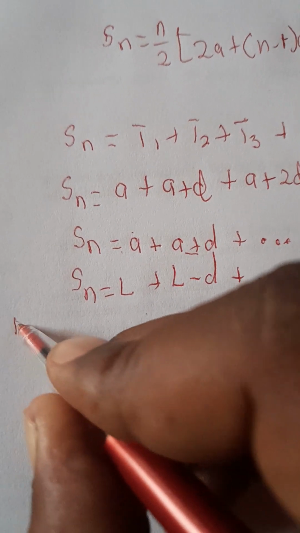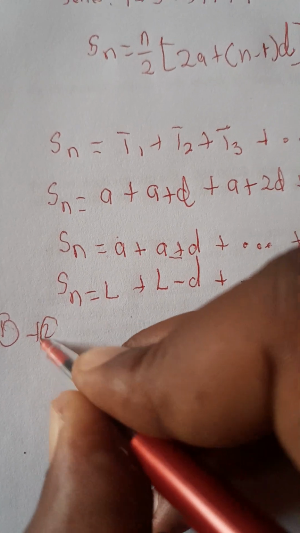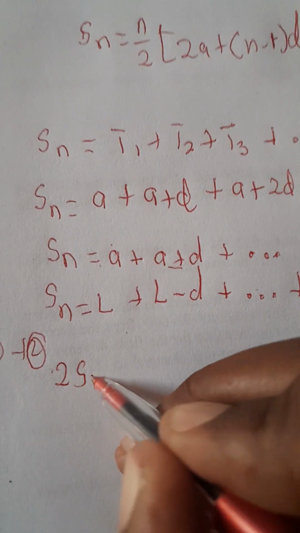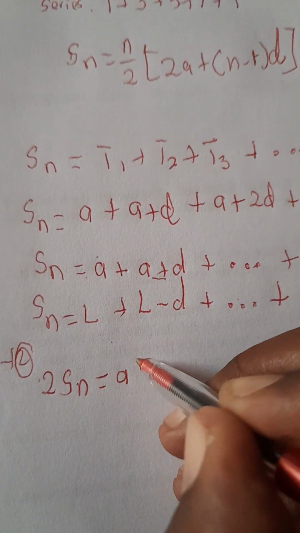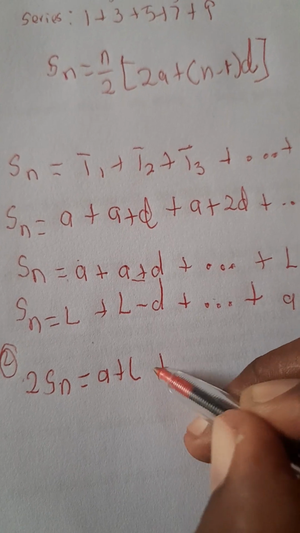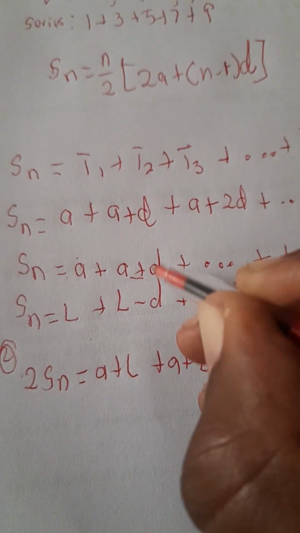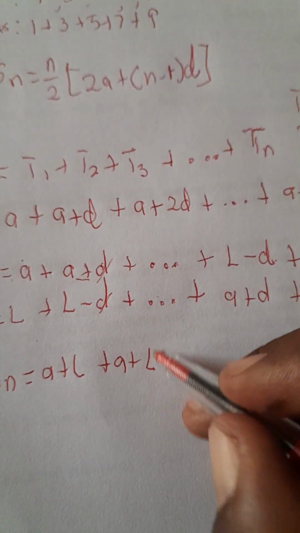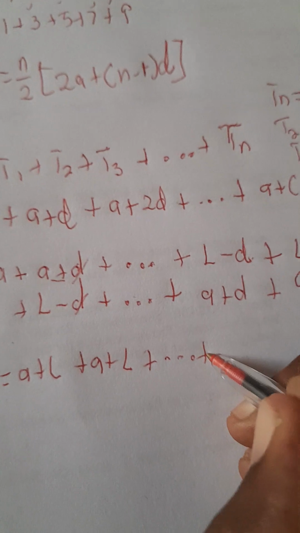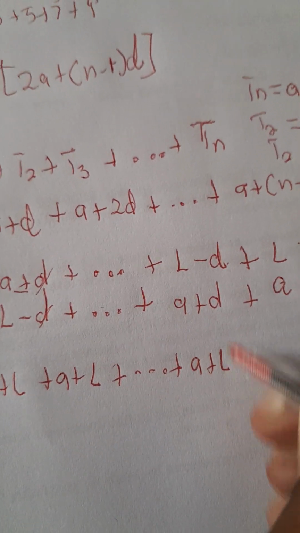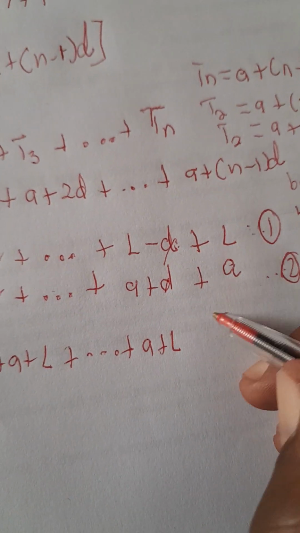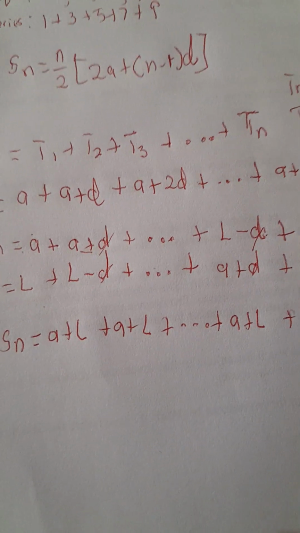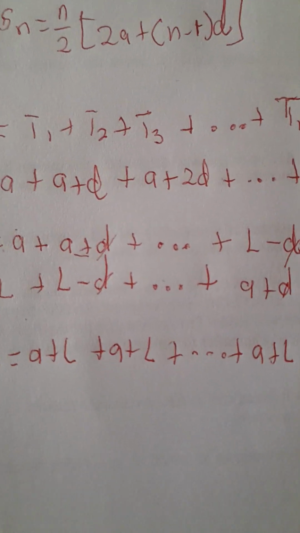So we're going to sum up equation 1 and equation 2. Sn plus Sn will definitely give you 2Sn. A plus L is going to be a plus L. So you may ask yourself, why didn't I put d? Because d plus negative d will be 0. They cancel each other, then we are left with a plus L, plus ellipsis, a plus L. And d, they cancel. This is what we are having here.